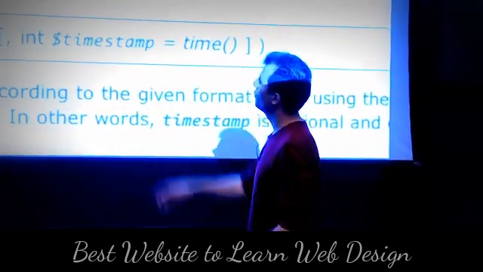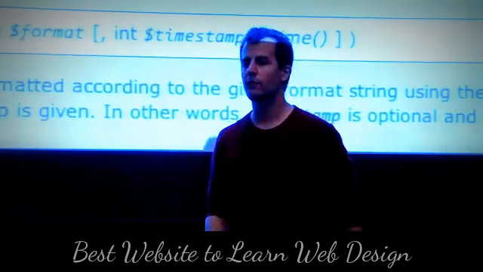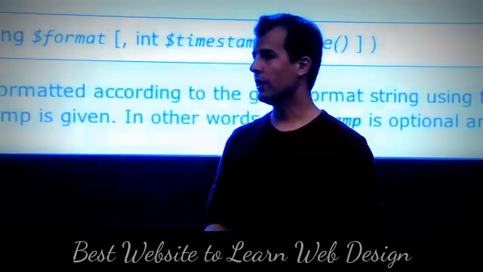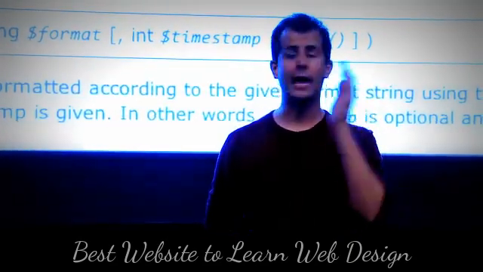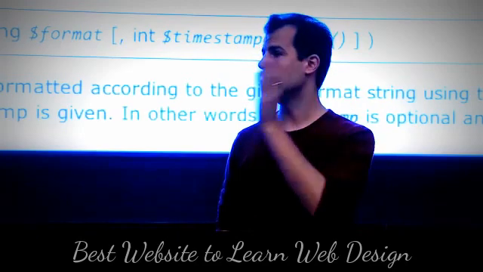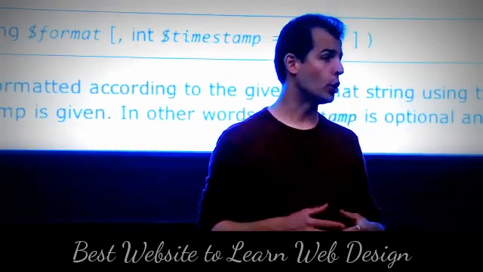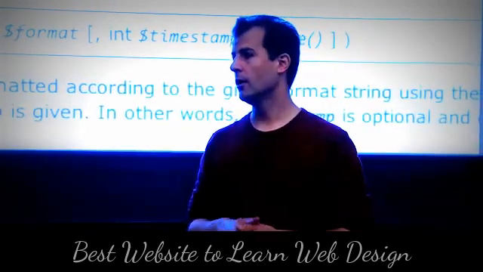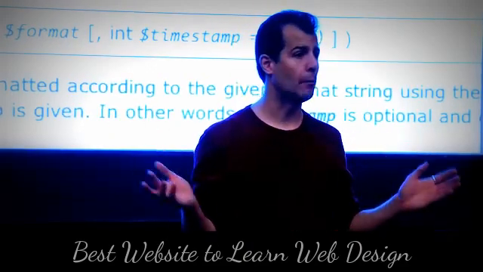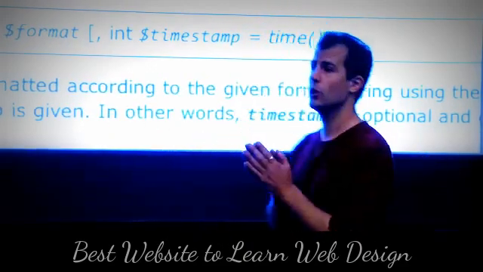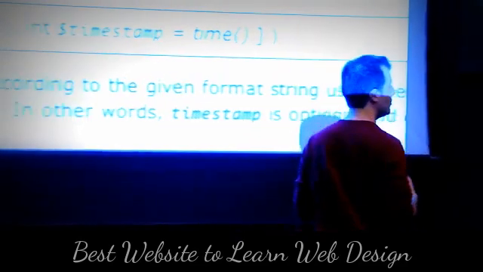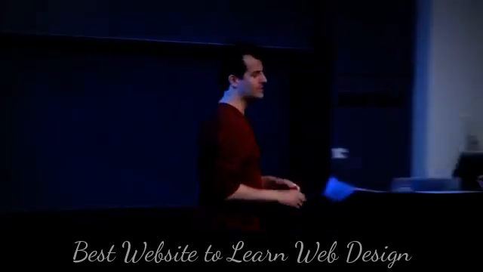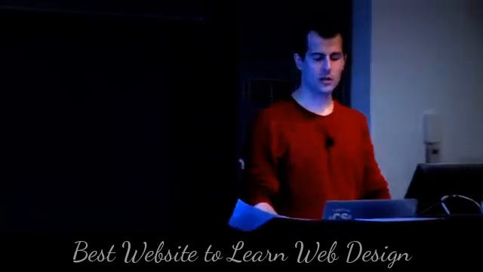So what does this function do? It formats a local date and time, which means if I give it a string like h:m for hours and minutes, it should return to me a formatted string like 3:00 p.m. or something like that. So that's what it does. It gives me the current time, or converts a numeric timestamp to a date.